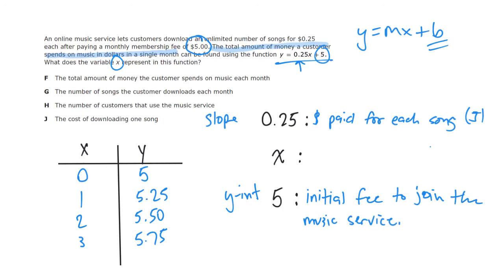And so that finally brings us to x, which of course would represent the variable in our linear equation. And so as you can sort of deduce from the table, x represents the number of songs that the customer downloads each month. So this is the number of songs that I download. And so to answer this question fully, that means that the answer here would be letter G.